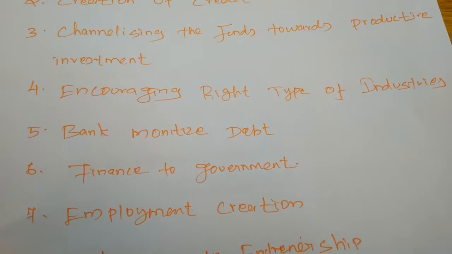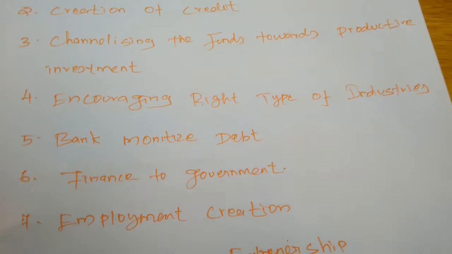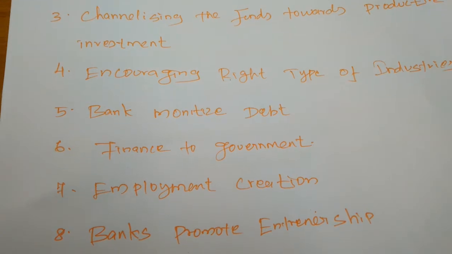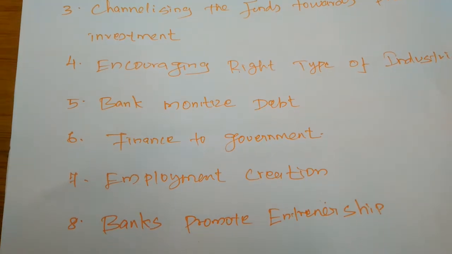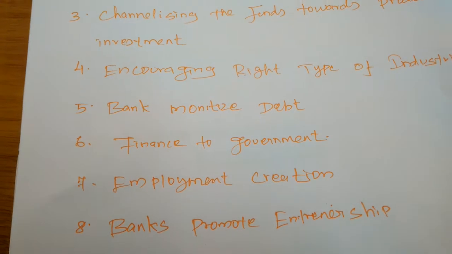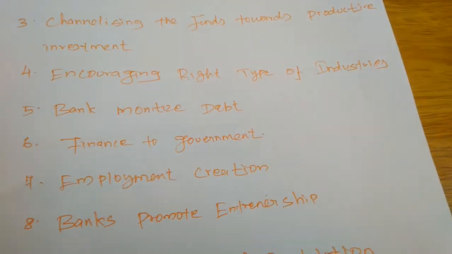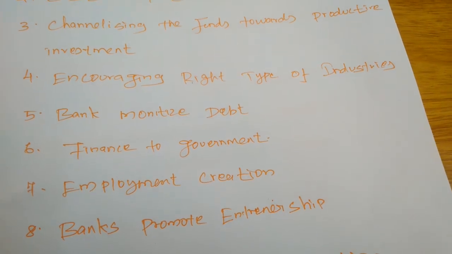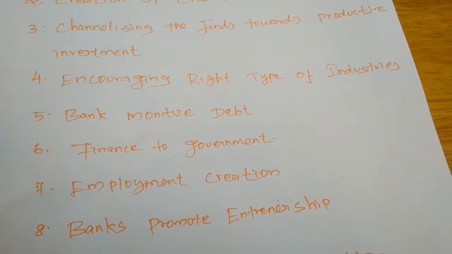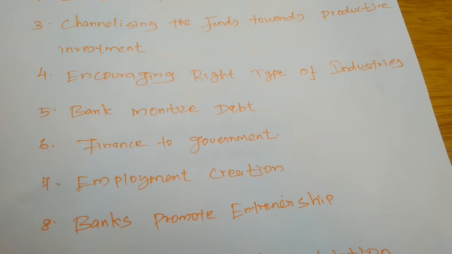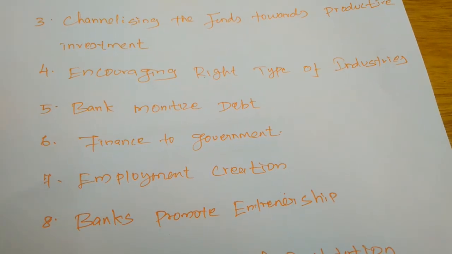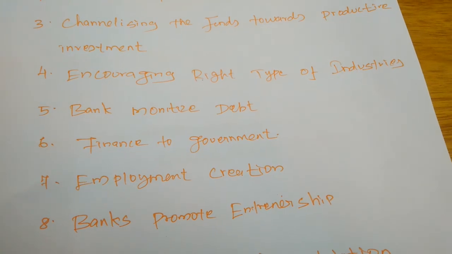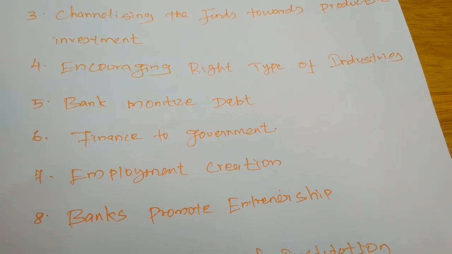Next, encouraging the right type of industries. So the commercial banks also encourage the right type of industries. The banks help in the development of the right type of industries by extending loans to the right type of persons. If any industry is moving towards development, the commercial bank also provides more funds. And if the right persons want to start any of the right industries which are very much needed in society nowadays, the commercial bank will provide more funds.